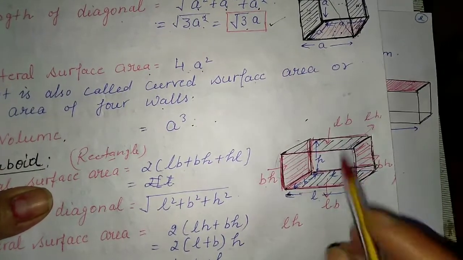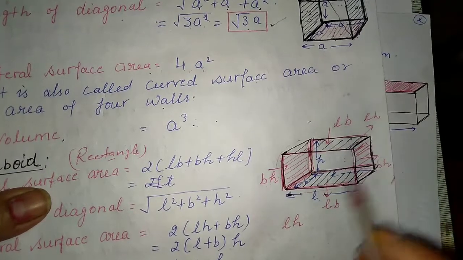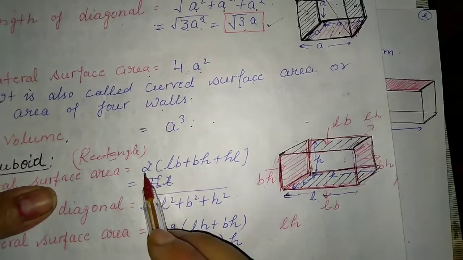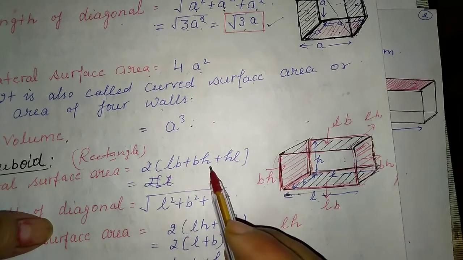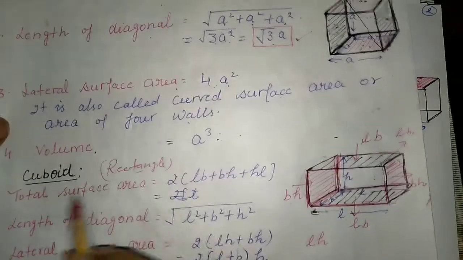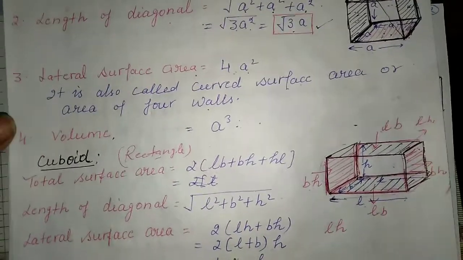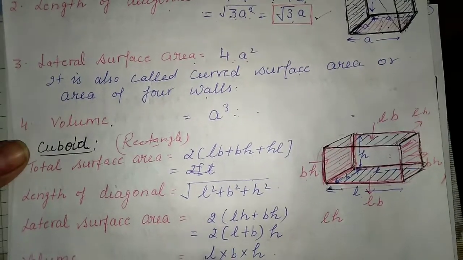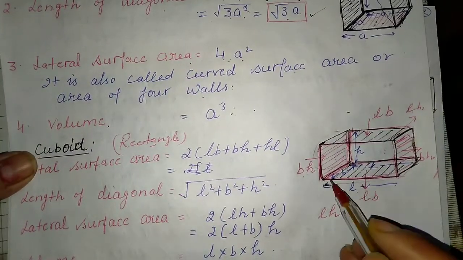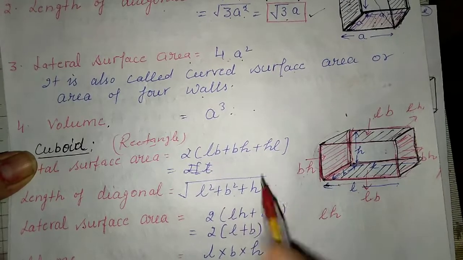So it means 2 LB plus 2 BH plus 2 HL. So 2 can be taken common out. So 2 times (LB plus BH plus HL). This is the total surface area when the figure is completely closed. Now the length of the diagonal is the same as before, the square root of L square plus B square plus H square.